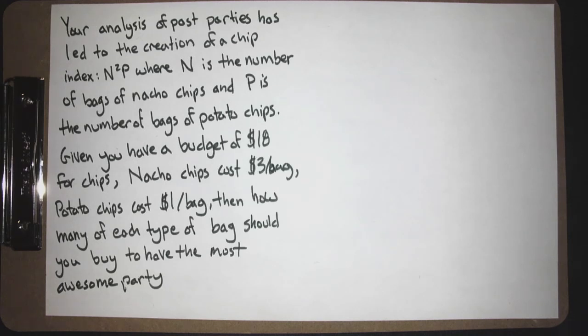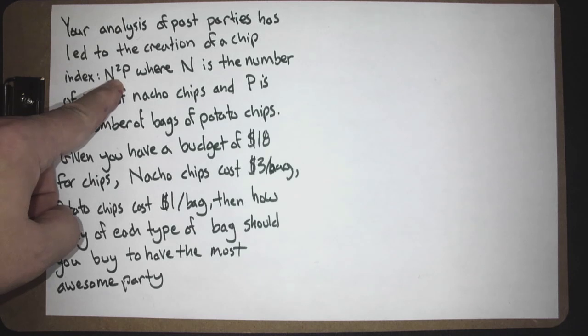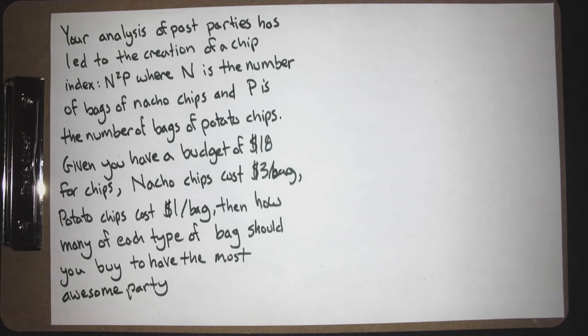Yes? Why wouldn't we just buy only potato chips? Well, then you would have a bad party, because what would your chip index be? If n was 0, that's just not a good blend of chips. So you don't just want potato chips. That gives you a 0 for your chip index.